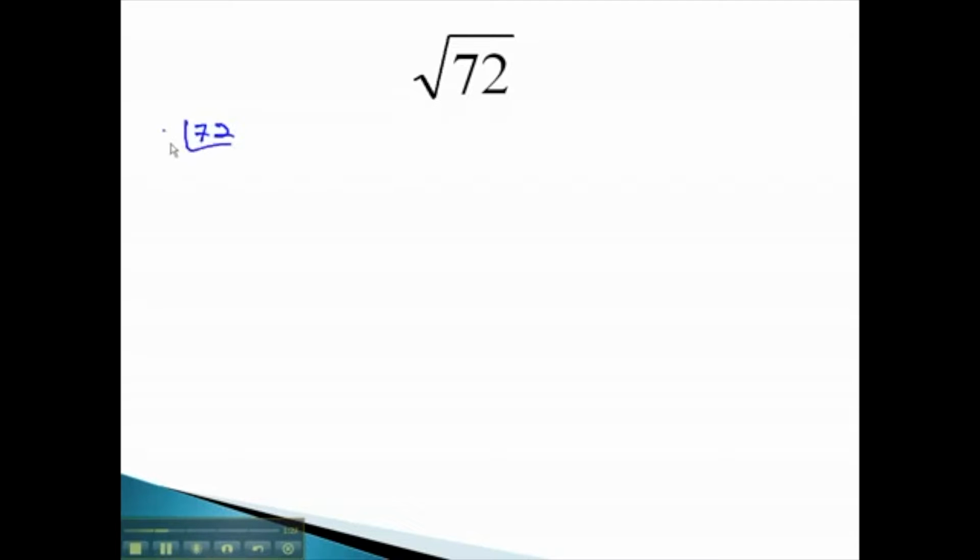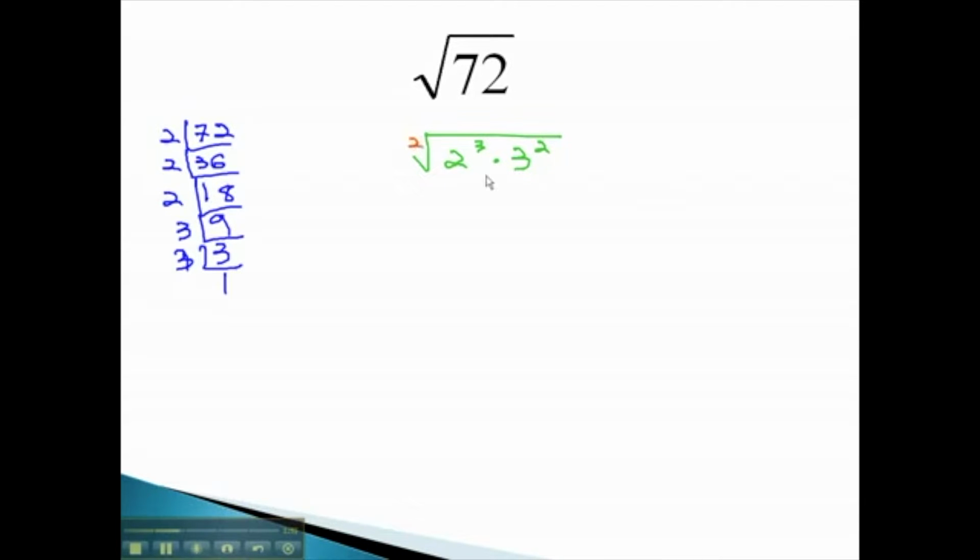We again will find the prime factorization of 72: divisible by 2, 36 times; 2, 18 times; 2, 9 times; 3, 3 times; and 3 once. 72 is 2 to the third power times 3 to the second power. Square root has an index of 2, and so to decide how many 2's are going to come out of the radical, we will divide the exponent by the index.